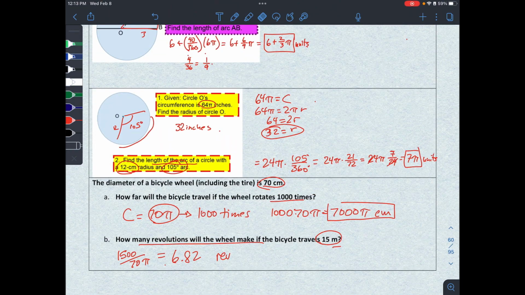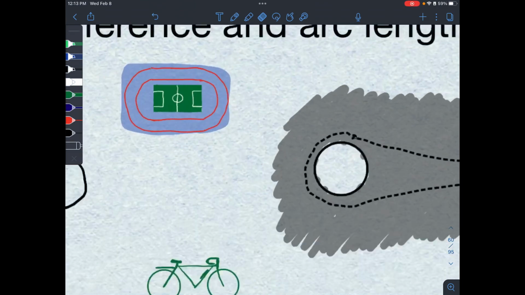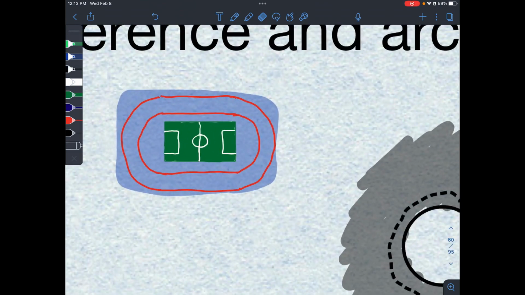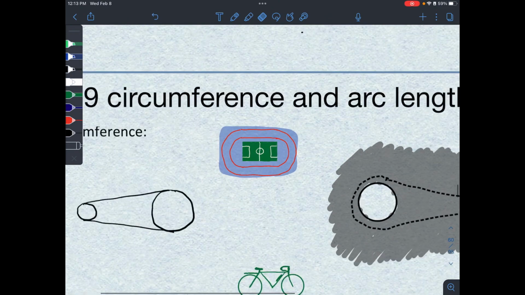Best of luck as you do your problems, whether they be simple ones like the ones we just did, or more complex ones like what is the distance around the track, right? You've got to add up all those pieces. There are different problems like that. Best of luck.